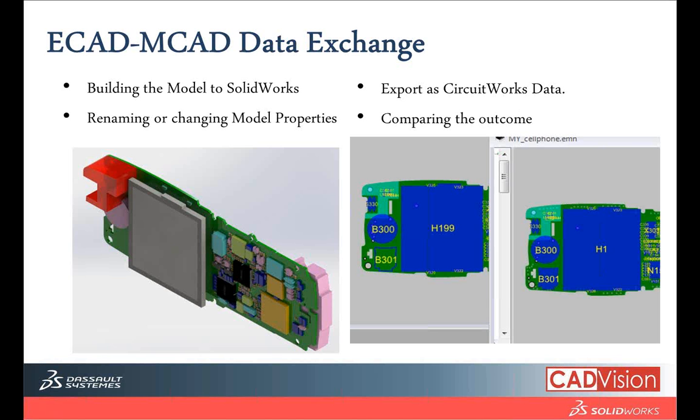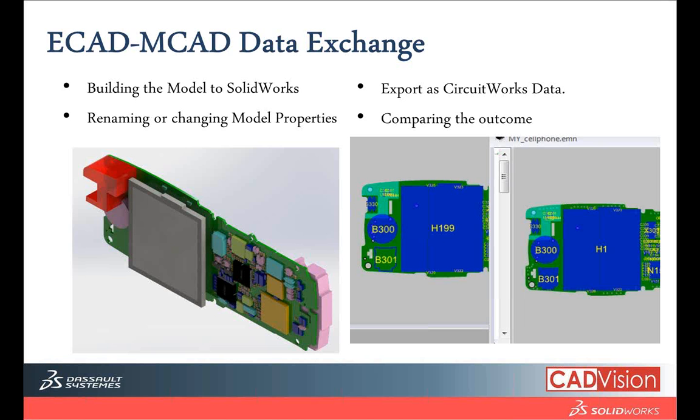Of course, it will take some time, and then it will build up the components and come out as 3D models, as you can see on the left. These are your 3D models from SolidWorks. From here we can do some renaming. Of course, as I mentioned earlier, we can also change the model properties, for example the thickness or everything. Then from there, we can export it back to SolidWorks data.